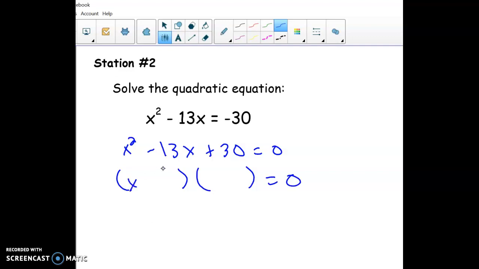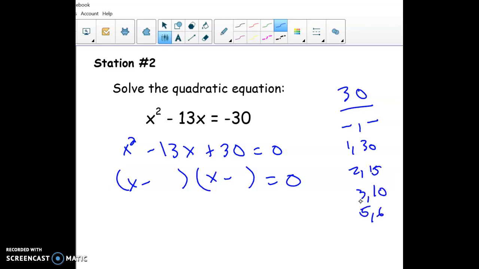So let's see, x and x, it should be 2 negatives. If it multiplies to positive 30 but adds up to some negative amount, it's negative times negative. We could try 1 and 30, 2 and 15, 3 and 10. I think that's the one I'm going to need. Okay, so 3 and 10.